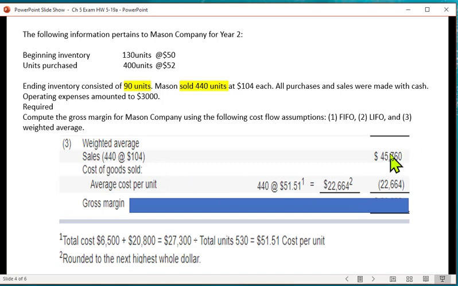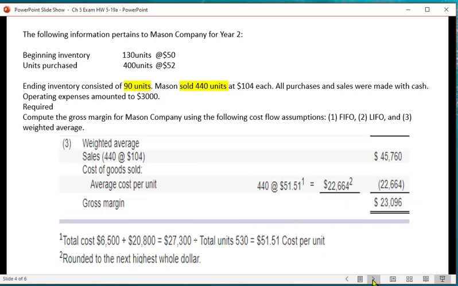Subtract that from our sales of $45,760, and we're going to get a gross margin here, which is the third calculation, gross margin there, of $23,096. That takes care of part 1 of the problem.